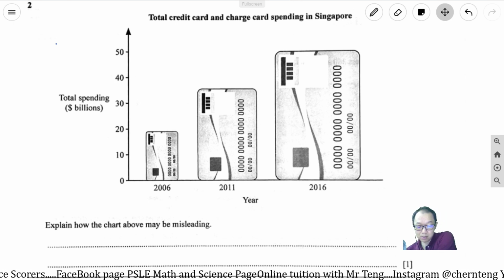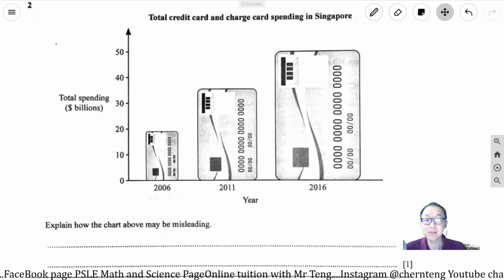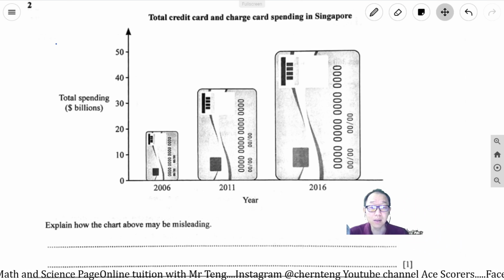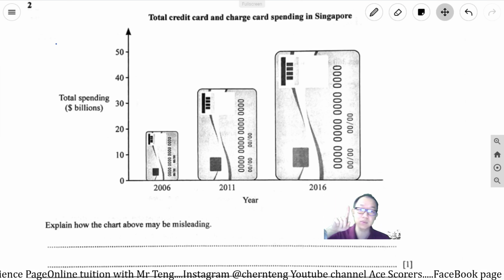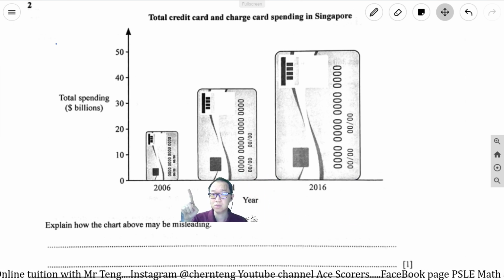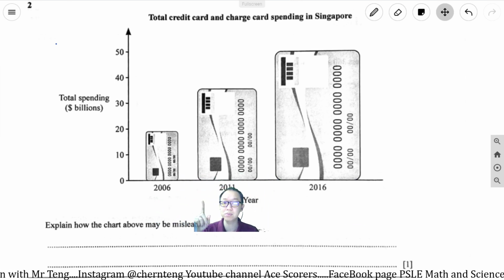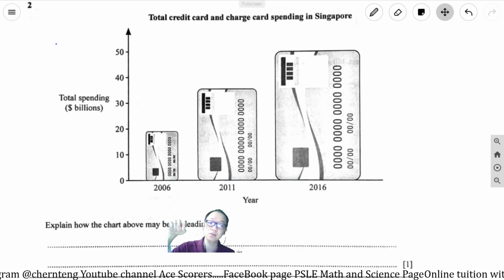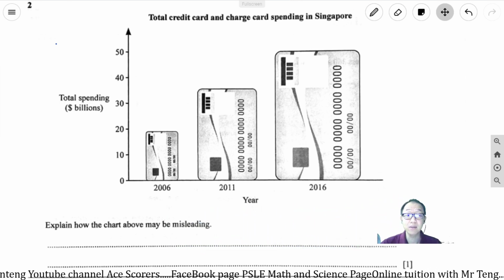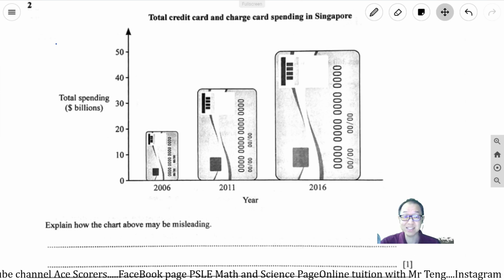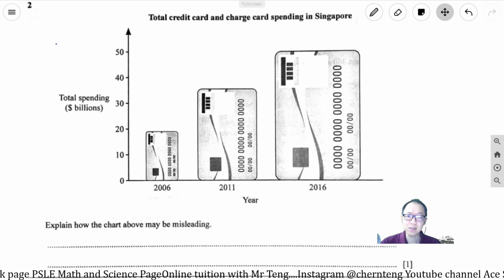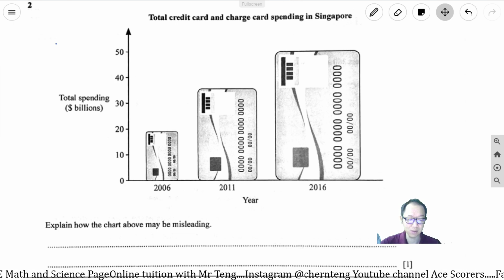Now, let me get my calculator. Explain how the chart may be misleading. This particular chart is weird. What do I mean by weird? You see this thing here. This one is so long, this one not so long, this is very short. Are you referring to this? The width, right? So in the answer over here, I would say that the width of this whole chart is misleading. It doesn't really tell. Am I supposed to look at the height or the width? By right, I'm supposed to look at the height, but the chart here is showing the width, which is just weird. Next.